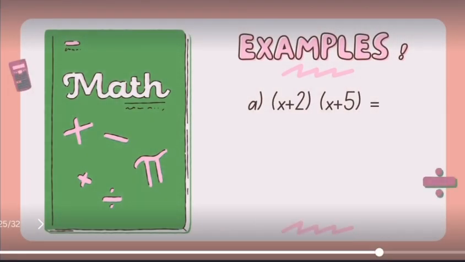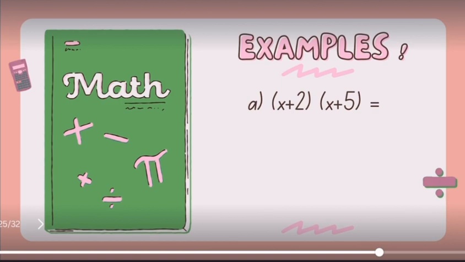Okay, I'm going to give you 2 examples and they're going to be super easy. So the first example is (x plus 2) multiplied by (x plus 5) in brackets. So how are we going to solve this? Let's think a little bit.